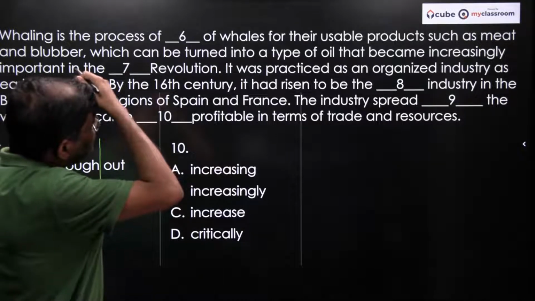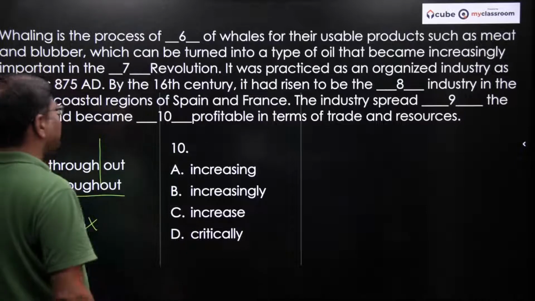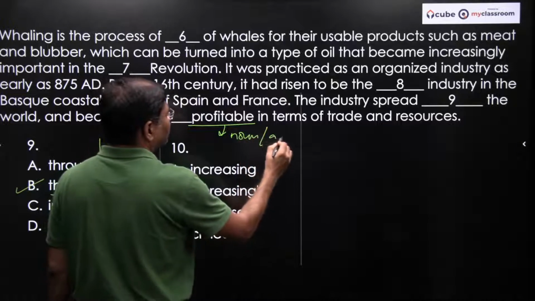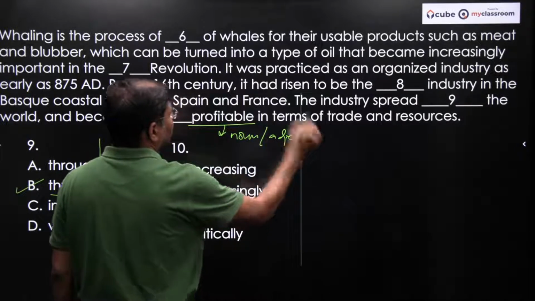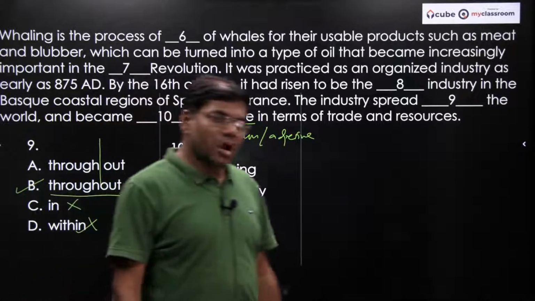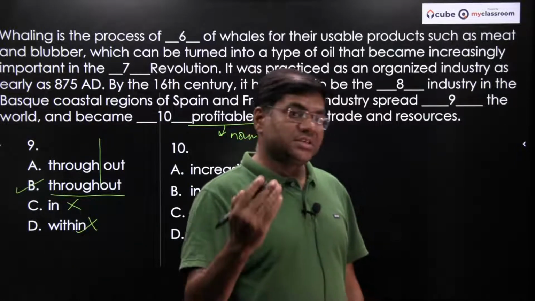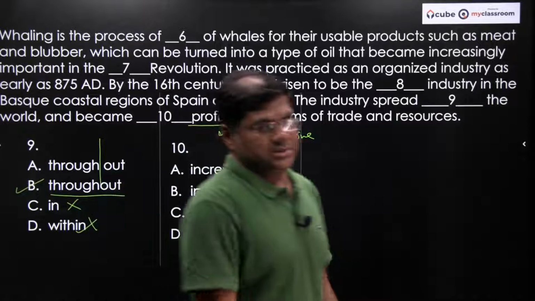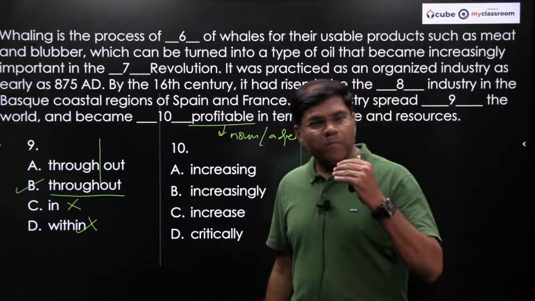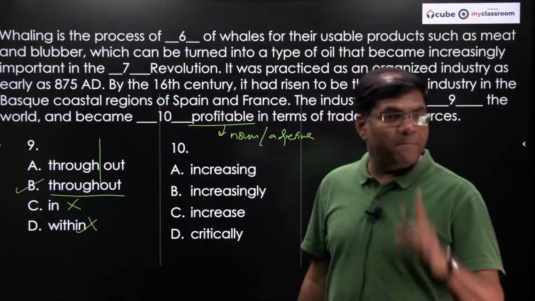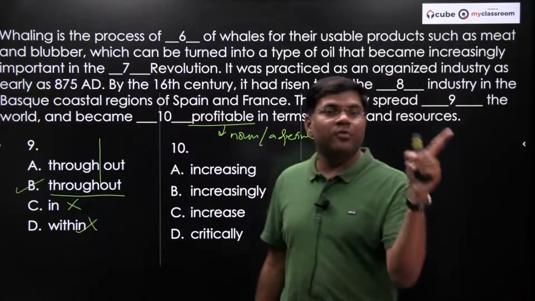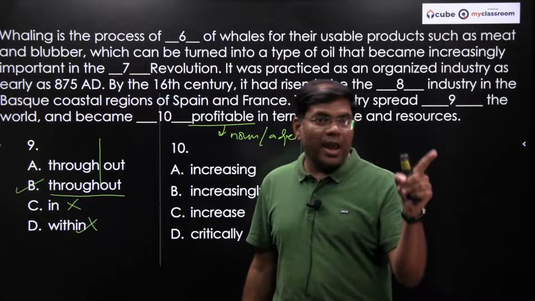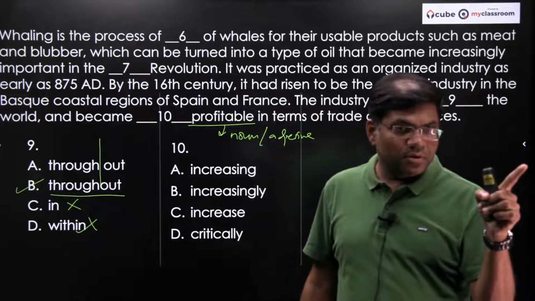Correct? The industry spread throughout the world and became dash profitable. What is profitable? Is it a noun or is it an adjective? Profit is a noun. Profitable becomes an adjective. Profitable business. What kind of business? Profitable business. So business is a noun, and anything that comes before a noun is an adjective, and therefore profitable is an adjective, right? And what modifies an adjective? Adverb.